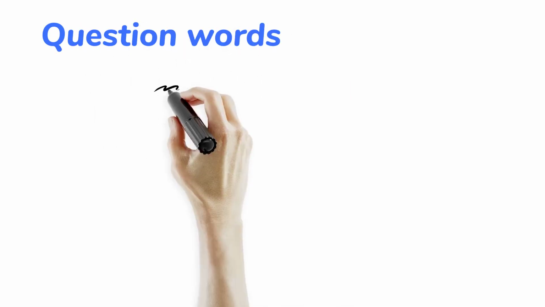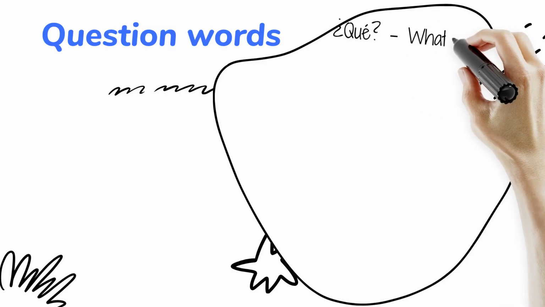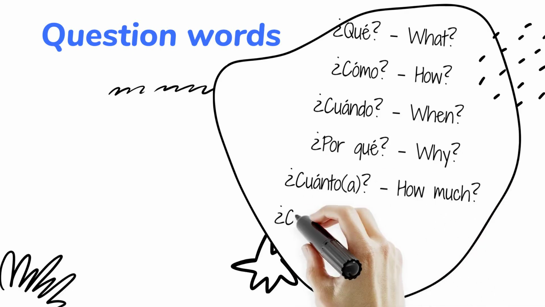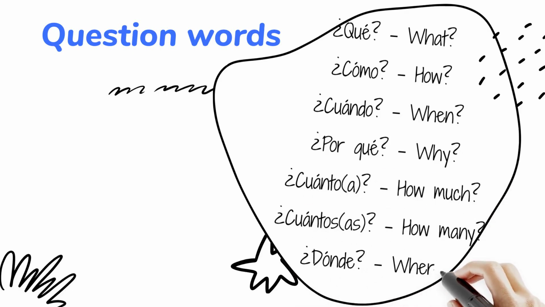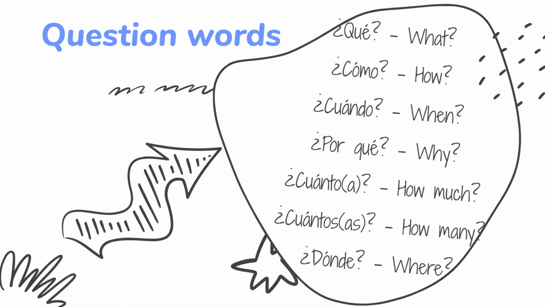And that's it. Now you know 7 important Spanish question words. ¿Qué? ¿Cómo? ¿Cuándo? ¿Por qué? ¿Cuánto? ¿Cuántos? ¿Dónde? Practice time. Try making your own questions using these words and ask a friend or family member in Spanish.